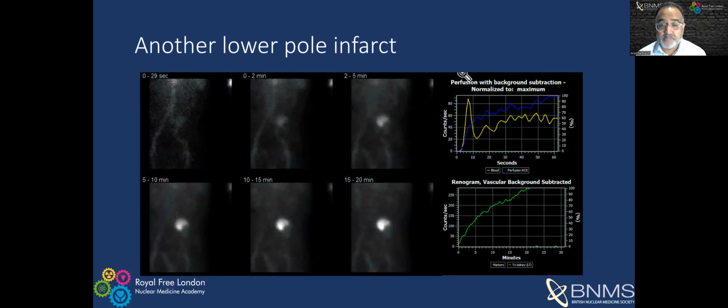This is another patient with a lower pole infarct. In this case, it's a more obvious, larger lower pole infarct. You can see the perfusion curves are greatly reduced, so the perfusion in that kidney compared to the iliac artery is much reduced. The time activity curve shows a slowly rising curve, in keeping with ATN within the remaining upper pole, but you've got infarct in the lower pole.